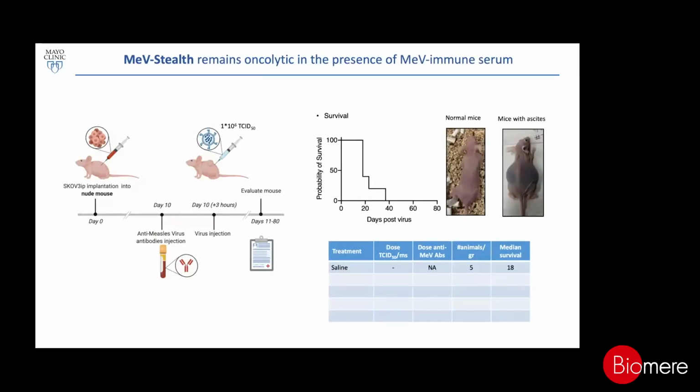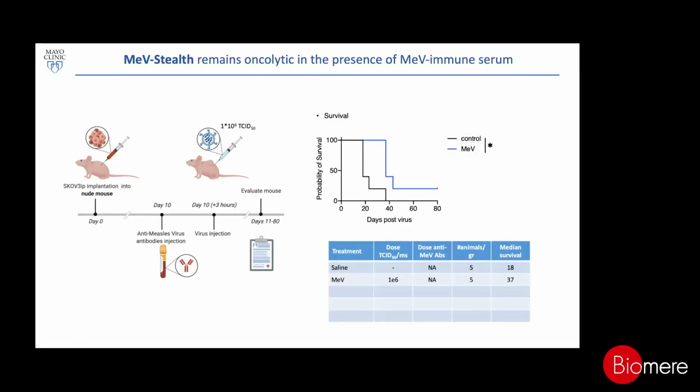Here I'm showing a normal mouse versus one with ascites, where the intraperitoneal fluid is quite evident. When mice were treated with a single injection of the measles virus, in the absence of anti-measles virus antibodies, the animals had a significantly prolonged survival with a median survival time of 37 days. However, when animals were passively immunized, the therapeutic effect was lost.